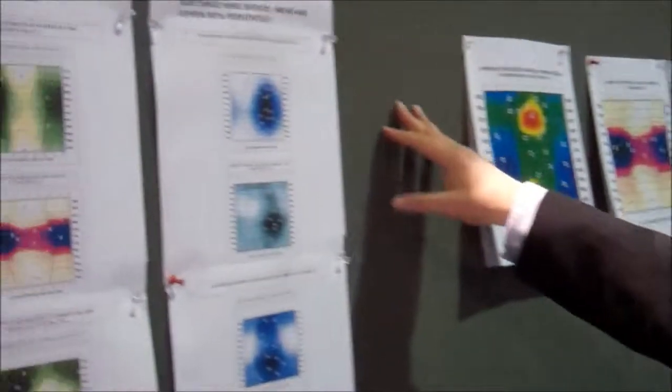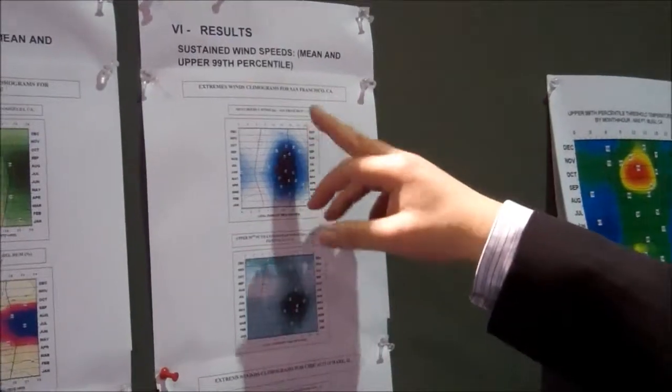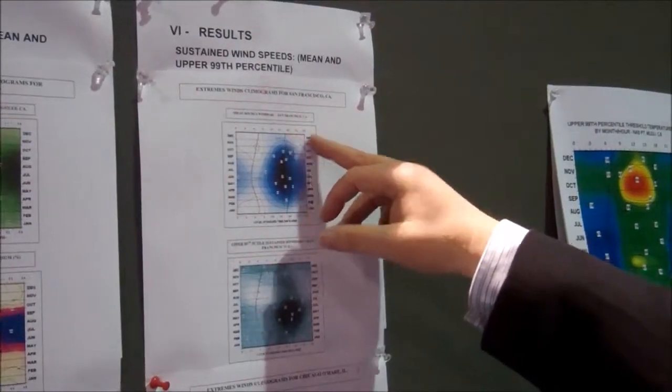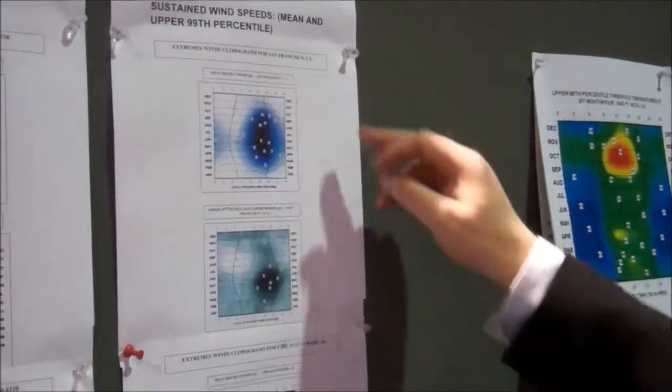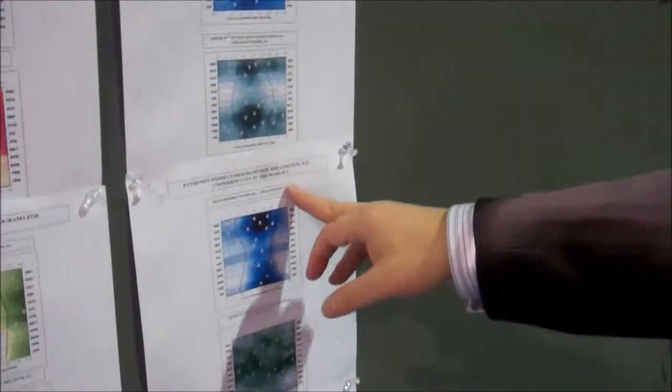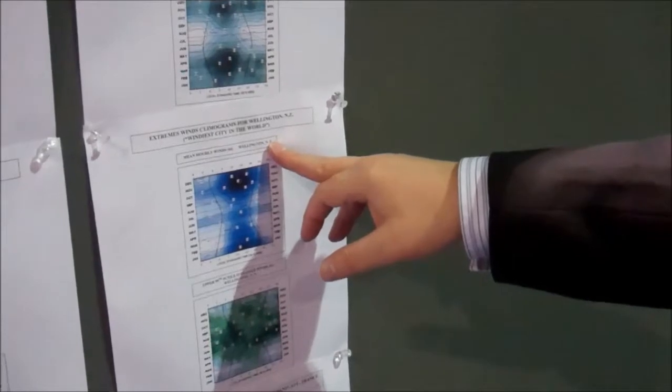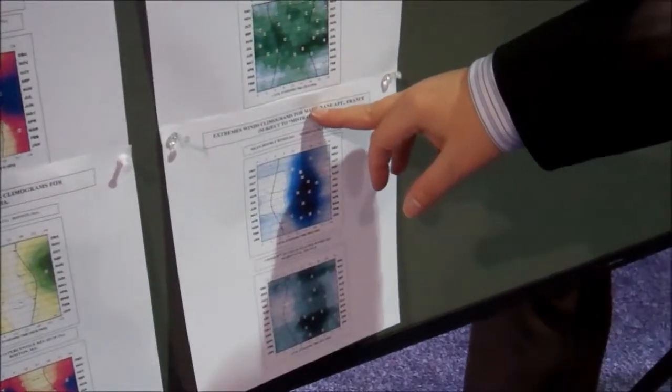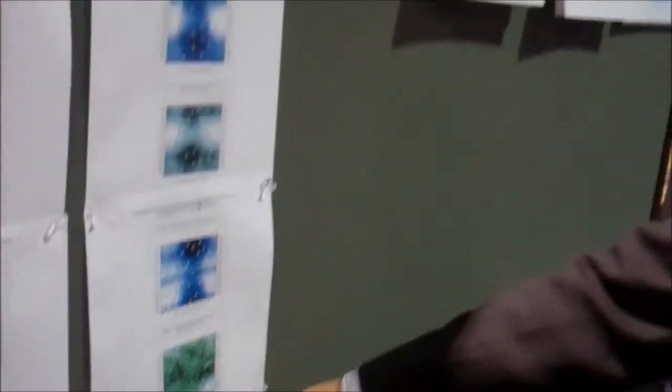And finally, I did extreme winds: upper 99th percentile sustained winds. San Francisco, Chicago O'Hare, Wellington, New Zealand, which is advertised as the windiest city in the world by some sources, and then also near Marseille, France, which is subject to the Mistral. And I did the contours.